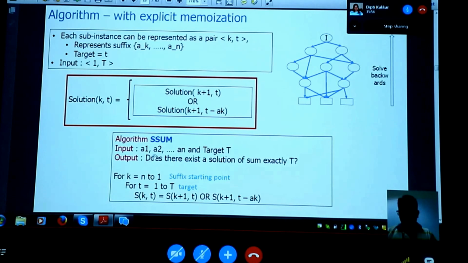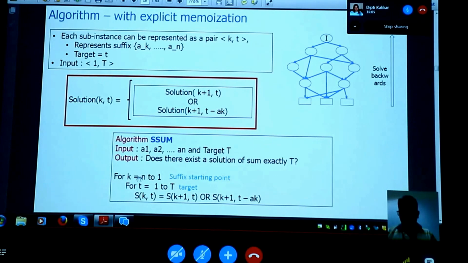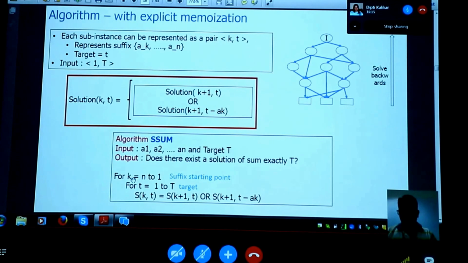So subset sum: you are given A1, A2, ..., An, and this target T. Does there exist a solution that sums to exactly T? That is the question. Now, we are going to do it for every possible suffix starting point. The suffix can start at n, n minus 1, n minus 2, and so on. So that is the k. Now, given that k as the starting point, the target can be 1 to T.